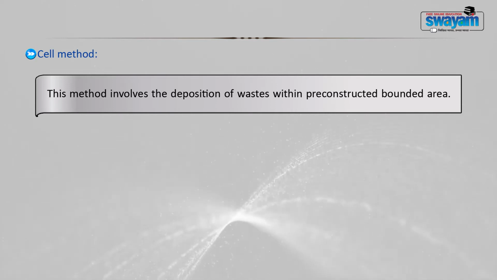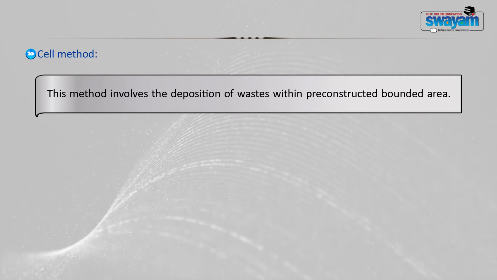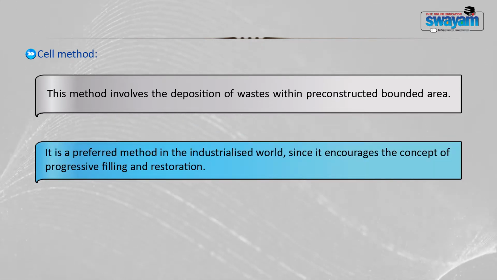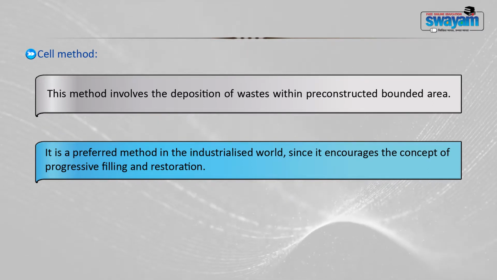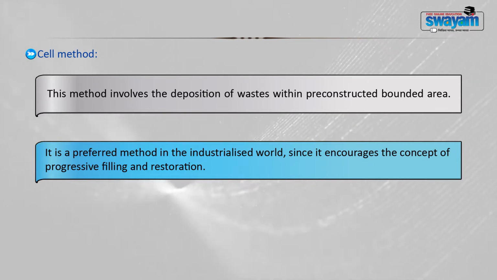And these cells are imaginary, you cannot see just small cells there. These are imaginary cells which you create. They are generally the preferred method in an industrialized world. As I told you earlier, it is one of the preferred methods for the industrialized world, I mean the developed countries, because they encourage the concept of progressive filling and restoration.